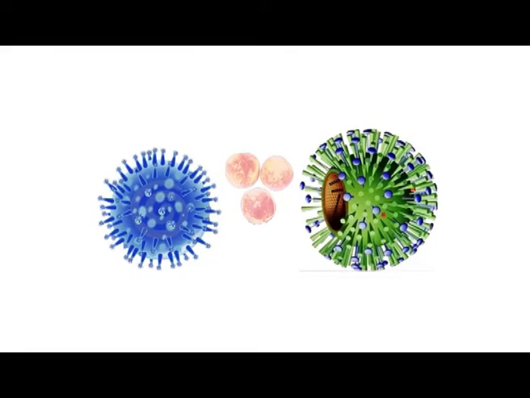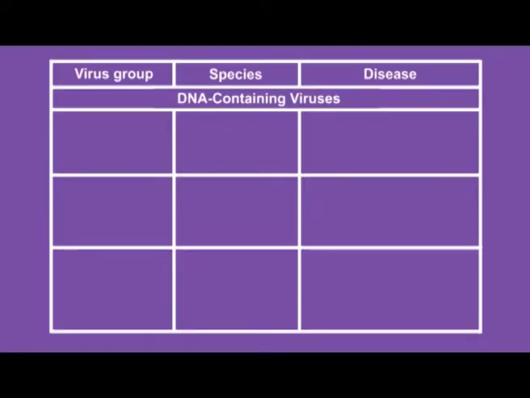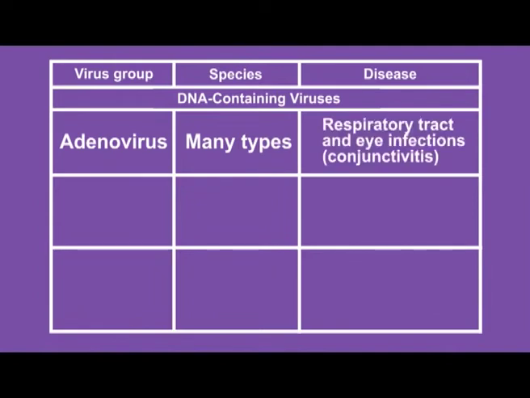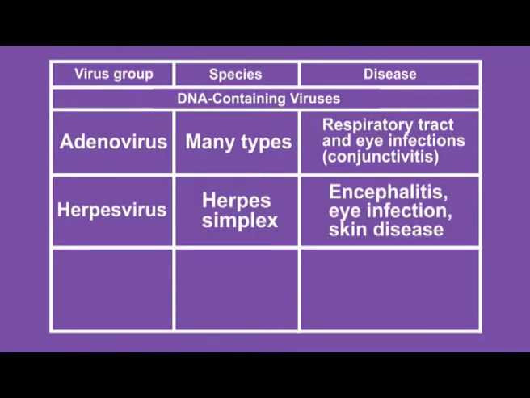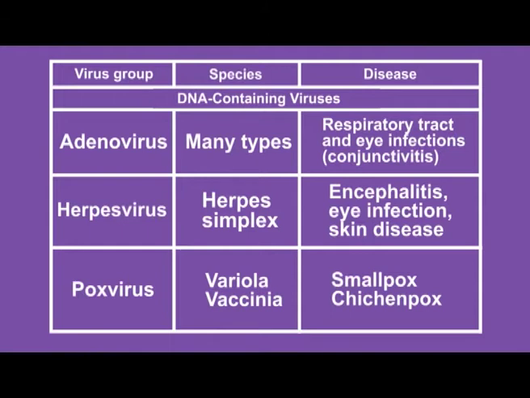Viral diseases. The types and symptoms of disease produced depend on the group and species of virus. Many diseases are produced by different groups of viruses. DNA containing viruses: adenovirus has many types, and the diseases it causes are respiratory tract and eye infection, known as conjunctivitis. Second is herpes virus, the herpes simplex virus. It causes eye infection and skin diseases. Pox virus, variola vaccinia. The disease caused by this is varicella, also called chicken pox.